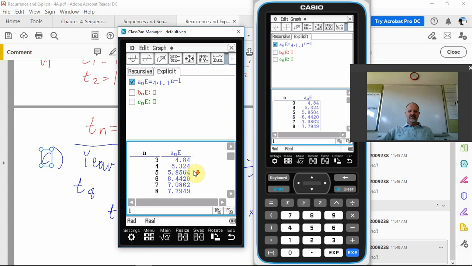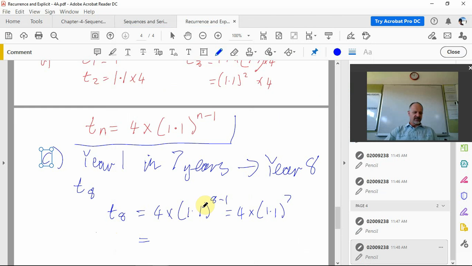There we go. So term 8, there we are, 7.7949. So 7.79, two decimal places I'll go to. So it's 7.79, and the height would be in meters.